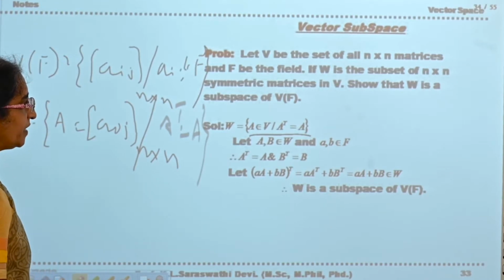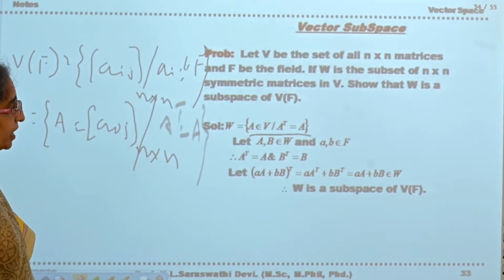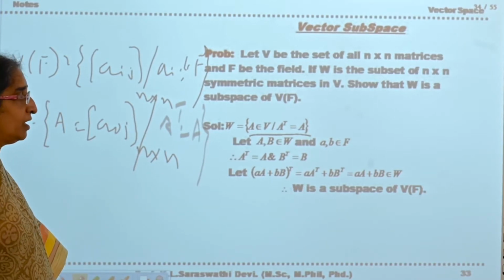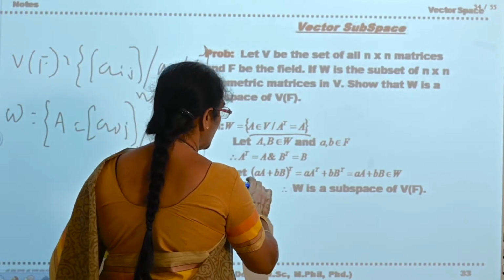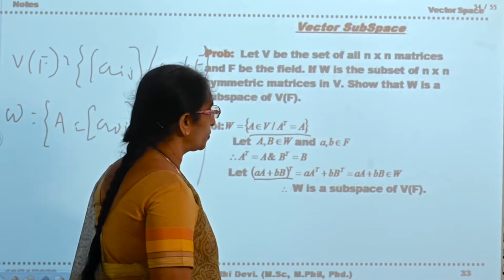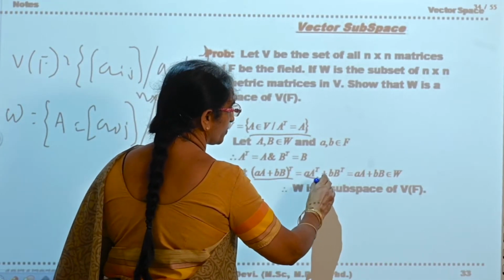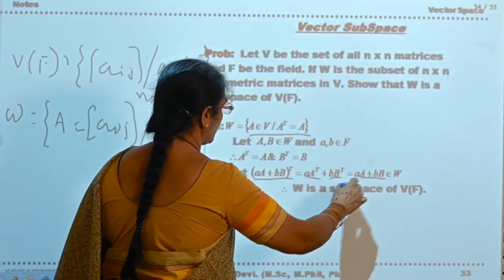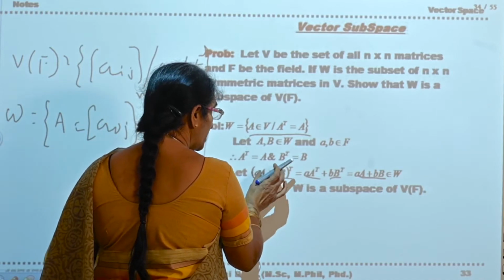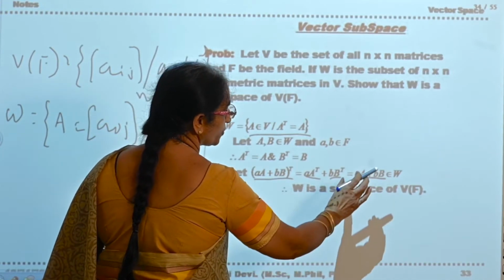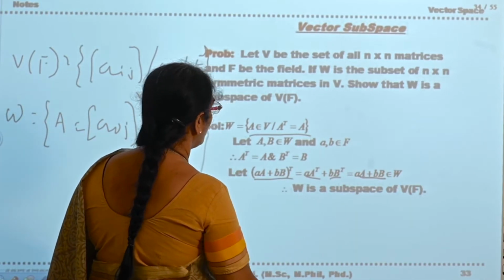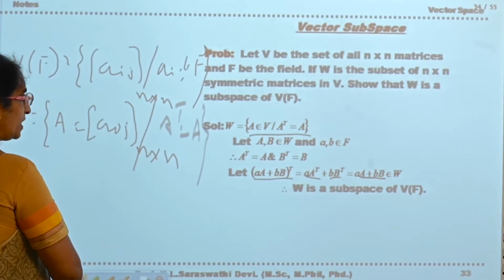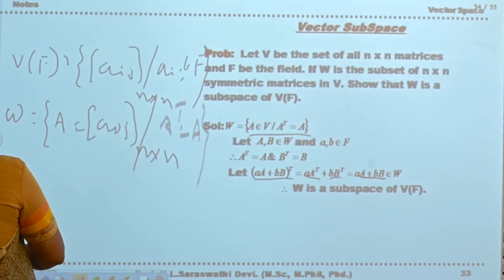Now take two elements in W, A and B. So A transpose is equal to A, and B transpose is equal to B. Now (aA + bB) whole transpose is equal to a into A transpose plus b into B transpose. But A transpose is equal to A, so it is aA + bB. Therefore, (aA + bB) whole transpose is becoming aA + bB. Therefore, aA + bB belongs to W. Therefore, W is a subspace of V(F).